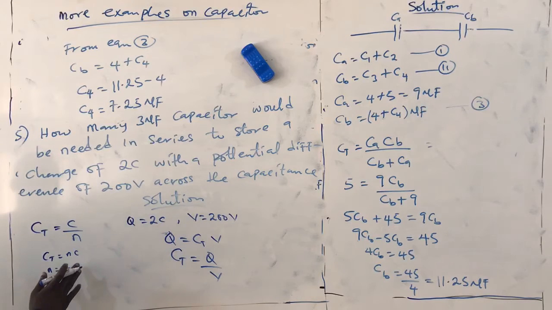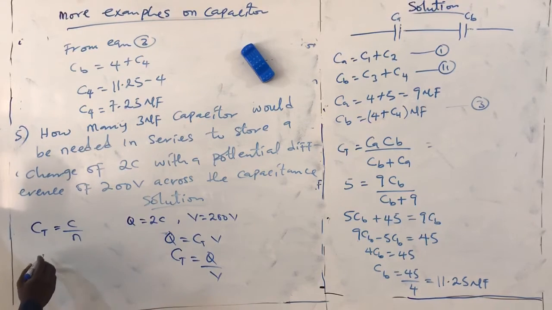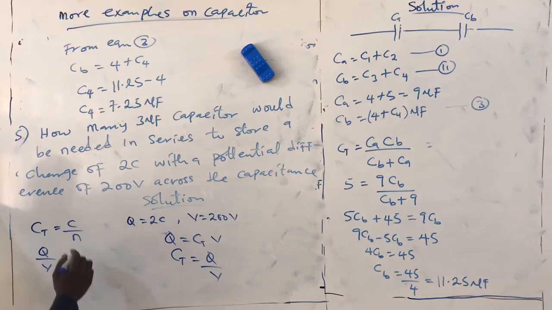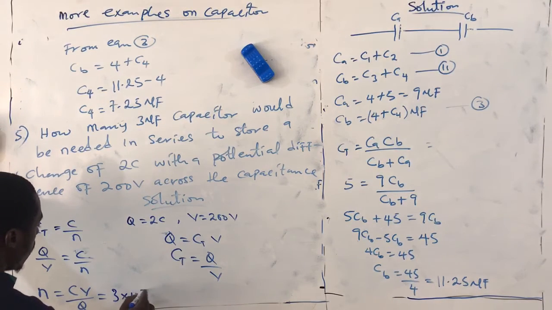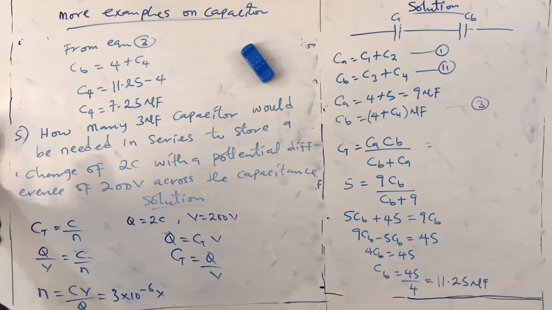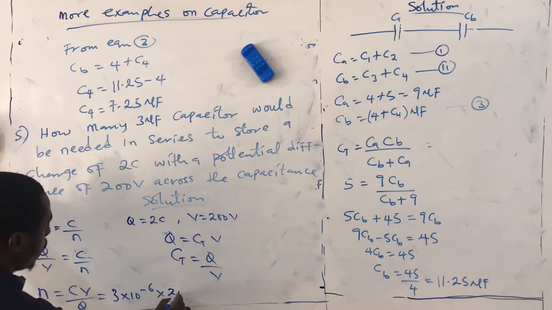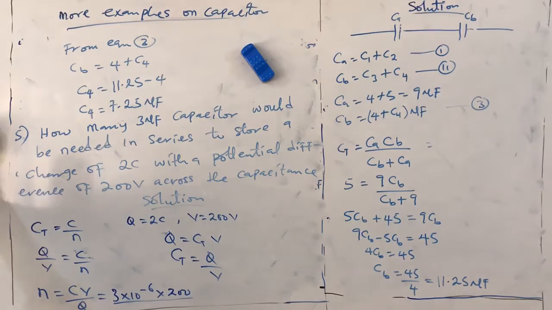So which means this one can be the same thing as Q all over V to be equal to our capacitance here, that is 3, which is C all over N. And we want to find the value for the N. N will now be equal to CV all over Q, which is the same thing as the capacitance 3 times 10 raised to the power minus 6 multiplied by the voltage, which is 200 volts, divided by the charge. The charge here is 2 coulomb.